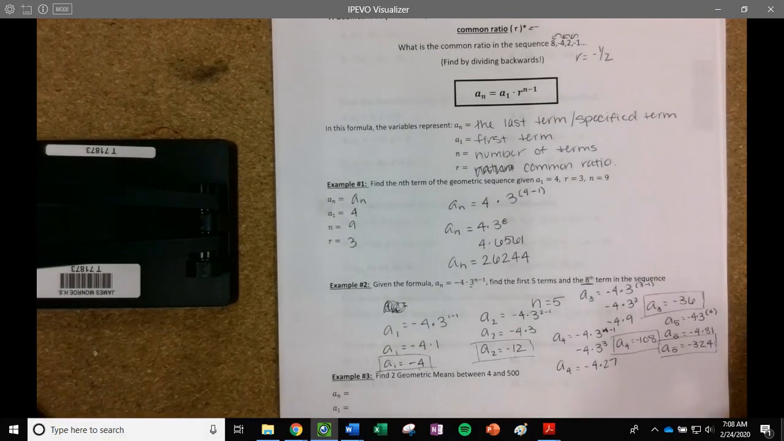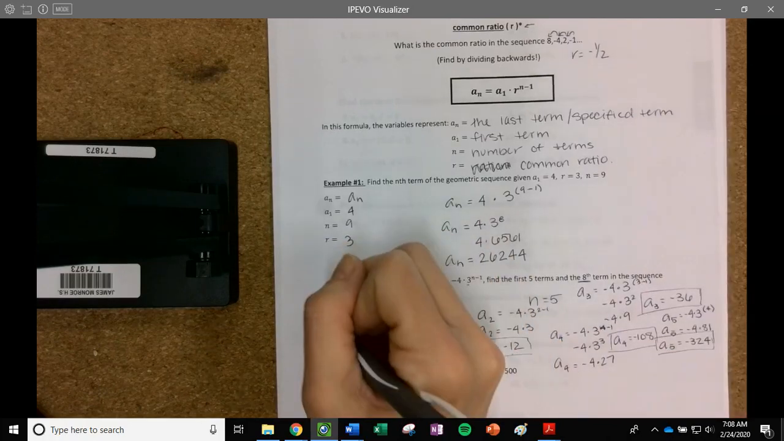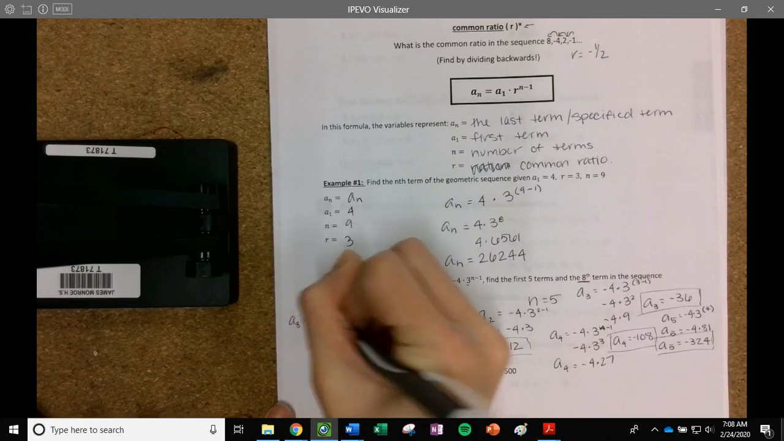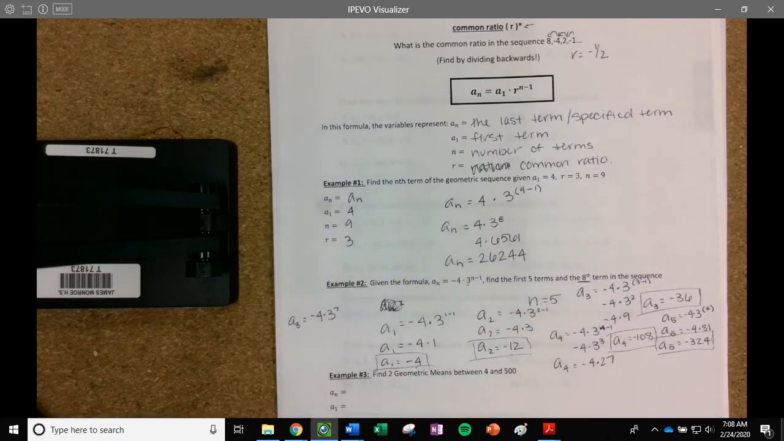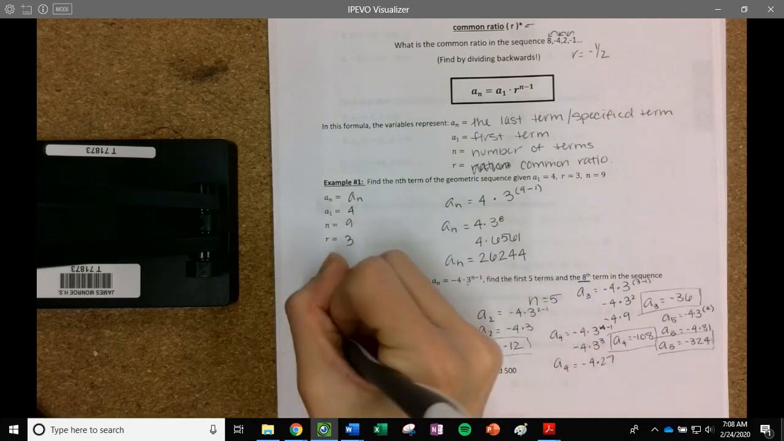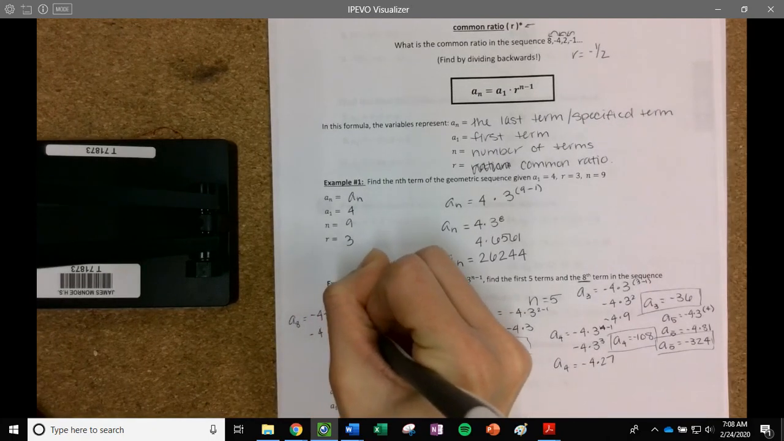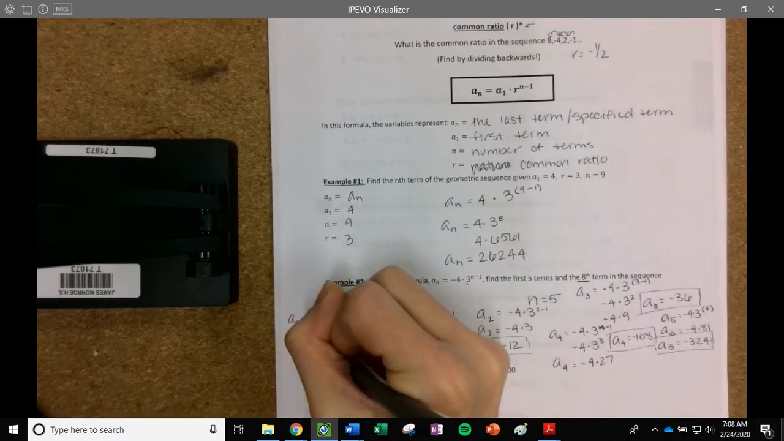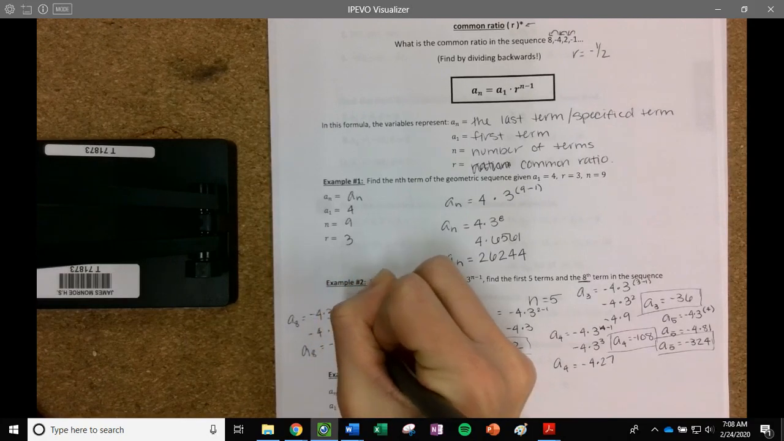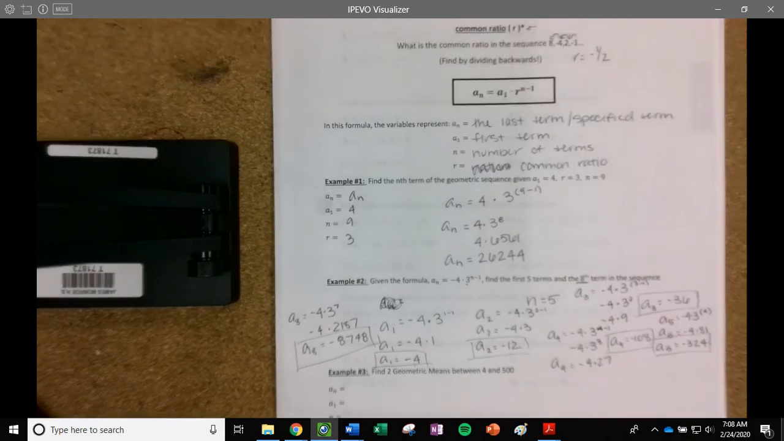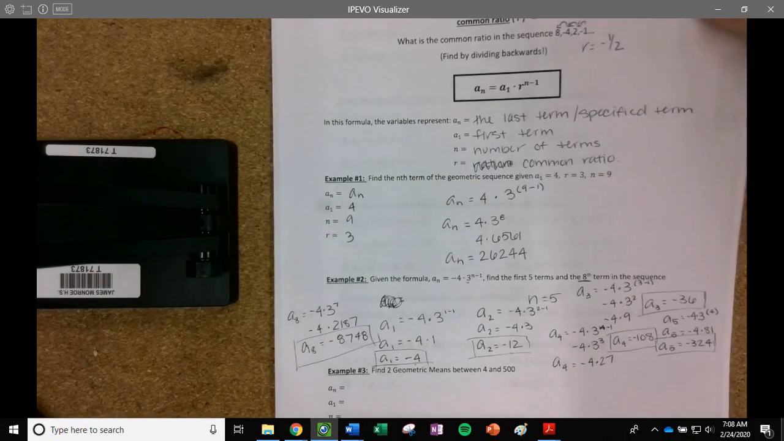I also need the 8th term in this sequence. So that's going to give me, I'm going to squeeze it in over here, a sub 8 equals -4 times 3 raised to the 7th, because our n value is 8, and 8 minus 1 is 7. So 3 to the 7th is 2,187. And that's going to give us a sub 8, -8,748. So quite a bit of work, but still nothing that's going to leave our brains totally fried.